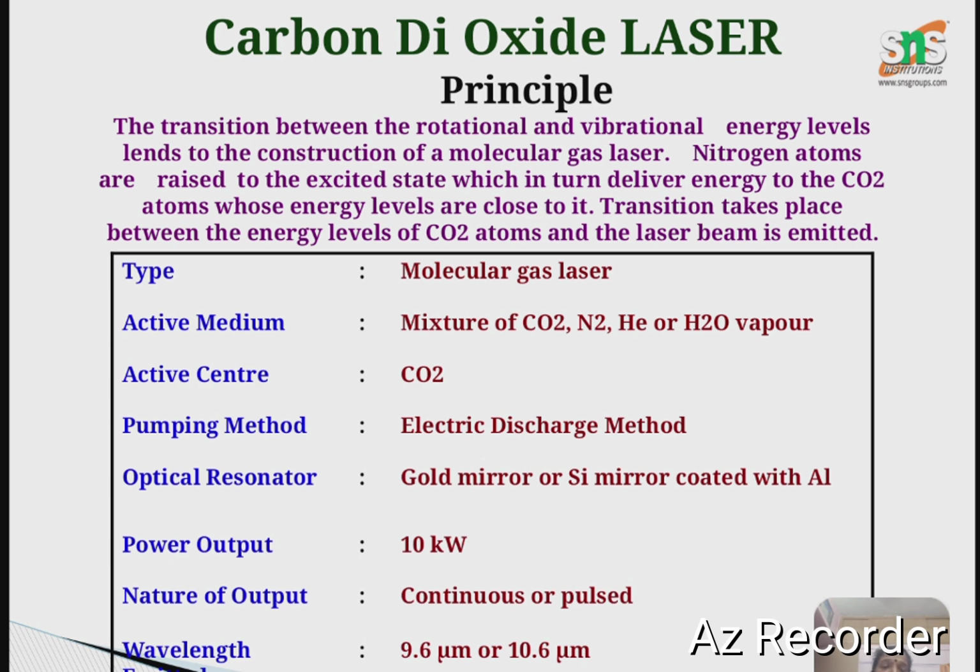Active medium is a mixture of carbon dioxide, nitrogen, helium, and water vapor. Active center is carbon dioxide, and pumping method is the electrical discharge method. The optical resonator is gold mirror or silicon mirror coated with Al. The power output is 10 kilowatt. Nature of output is continuous or pulsed. The wavelength emitted is 9.6 micrometer or 10.6 micrometer.